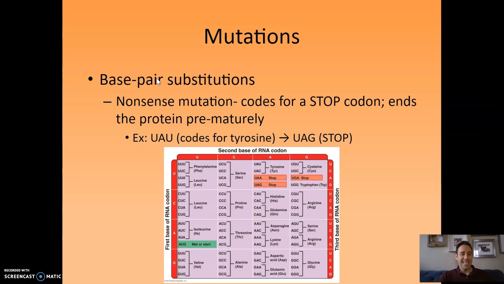We also have nonsense mutations. These code for a stop codon. And so if you start again with UAU, but the mutation changes it to UAG, well, UAG is now a stop codon, which means that protein is just going to stop prematurely. And again, you could imagine that's probably going to be a pretty big deal if the protein is mid-build and all of a sudden just gets cut off.